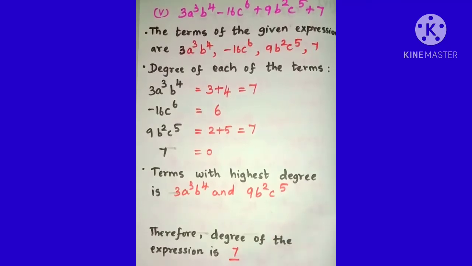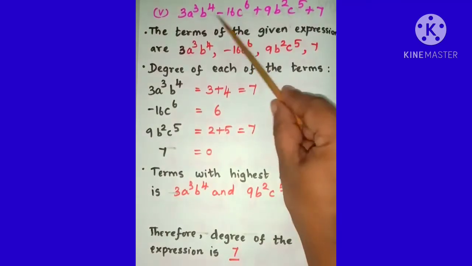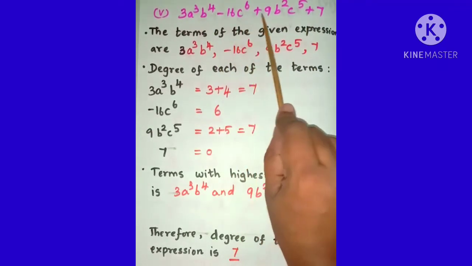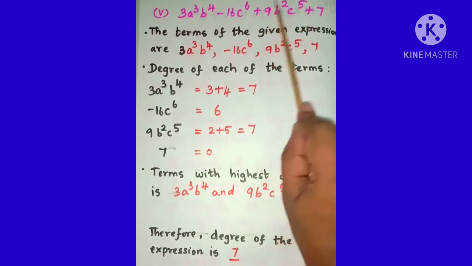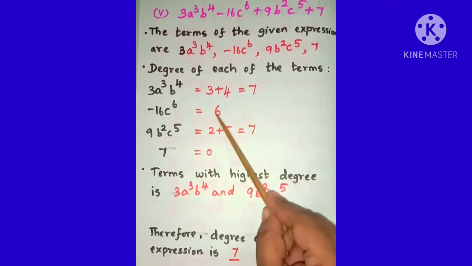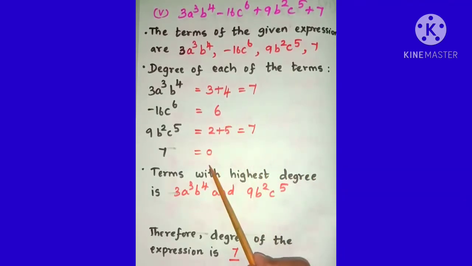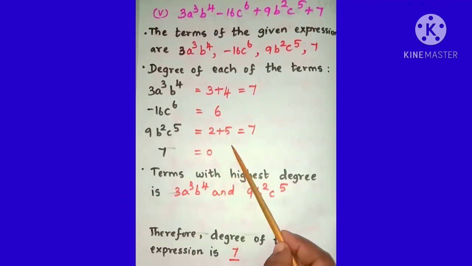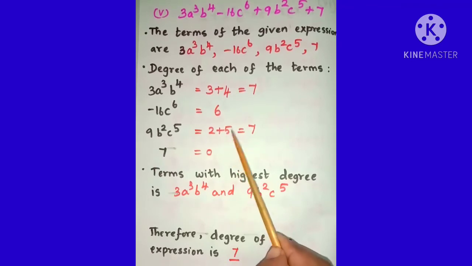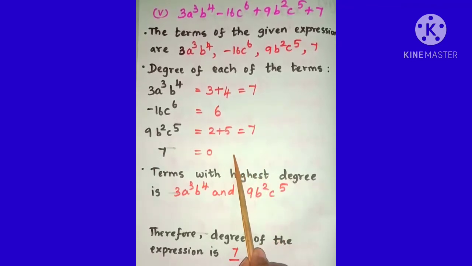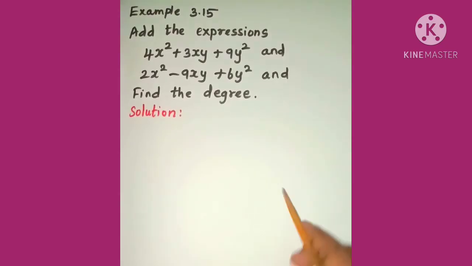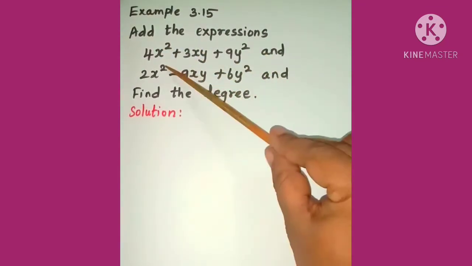So students, listen carefully. First see the expression and write down how many terms are there, and then find the degree of each of the terms, and then comparing these degrees, see which is the highest one. The highest degree of the term is considered as the degree of the given expression. Students, example 3.15, add the expressions.